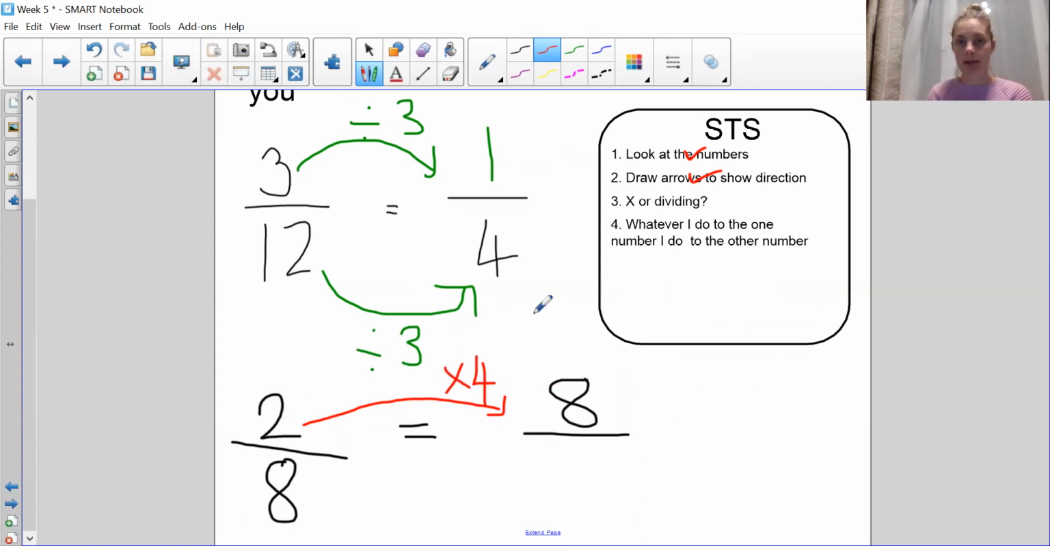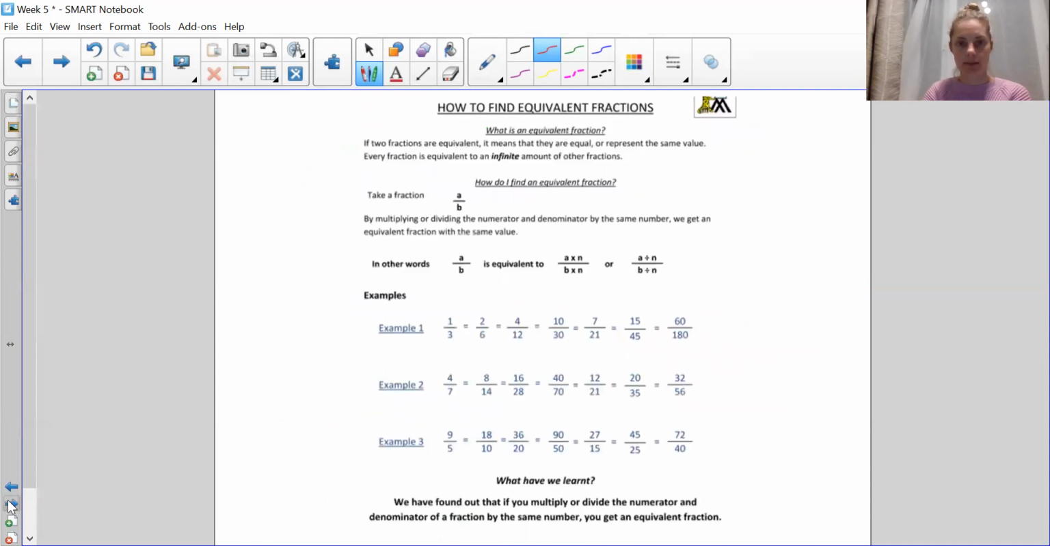It is only timesing and dividing. It's not plussing and minusing. Whatever I've done, and now whatever I do to the one number, I need to do to the other number. So I'm going to say times 4, and 8 times 4 is 32. Okay, and I feel quite happy I've used my steps to success, and that is the most important.